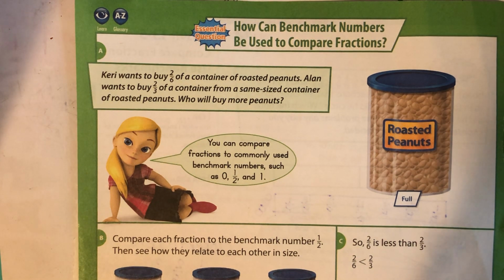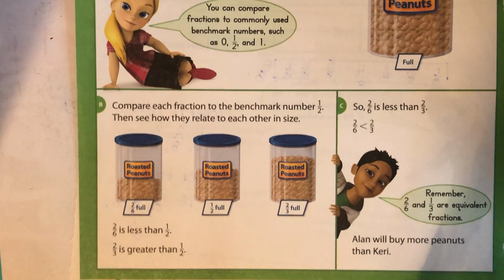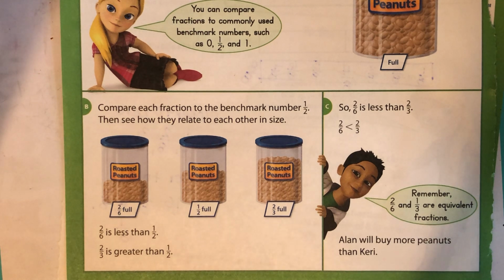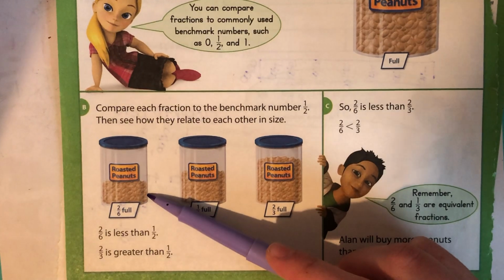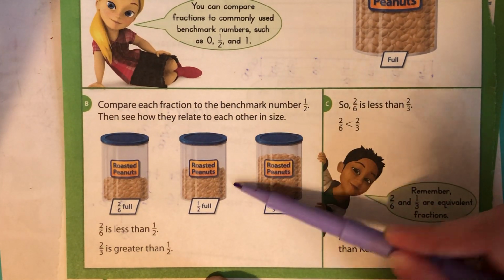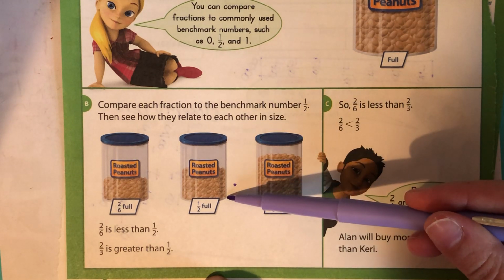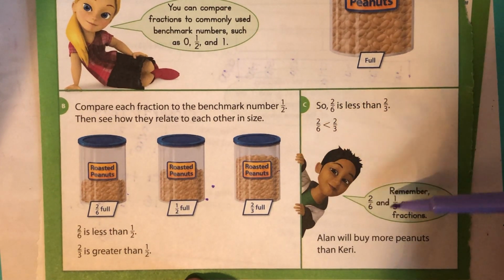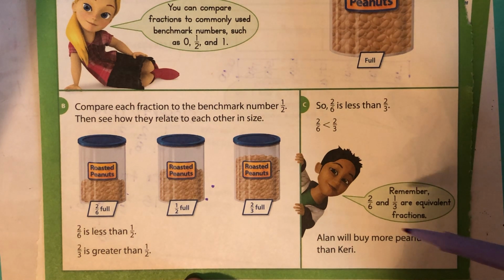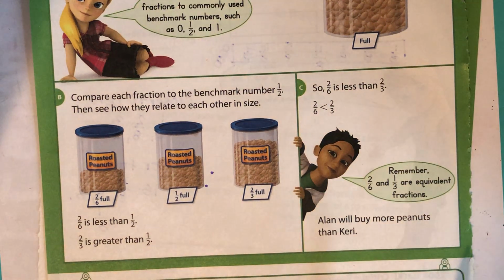How can benchmark numbers be used to compare fractions? Carrie wants to buy 2/6 of a container of roasted peanuts. Alan wants to buy 2/3 of a container from a same size container of roasted peanuts. Who will buy more peanuts? So we can compare fractions to commonly used benchmark numbers such as 0, 1/2, and 1, just like we did on the other page. Compare each fraction to the benchmark number 1/2 and then see how they relate to each other in size. 2/6 here is less than 1/2, but 2/3 is greater than 1/2. So 2/6 is less than 2/3. Remember, 2/6 and 1/3 are equivalent fractions. Alan will buy more peanuts than Carrie.